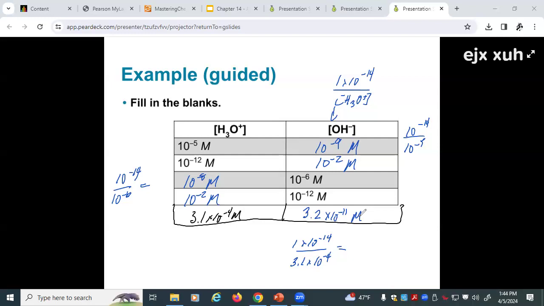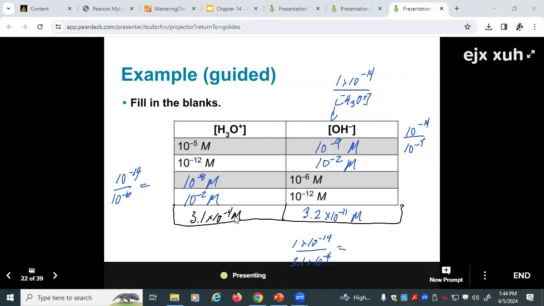So make sure that you're using that calculator properly. If you're not sure what to do, come talk to me. I'll show you how to use your calculator for scientific notation, because it's been a month or so since we've had to do something like this. Right. Any questions with this?